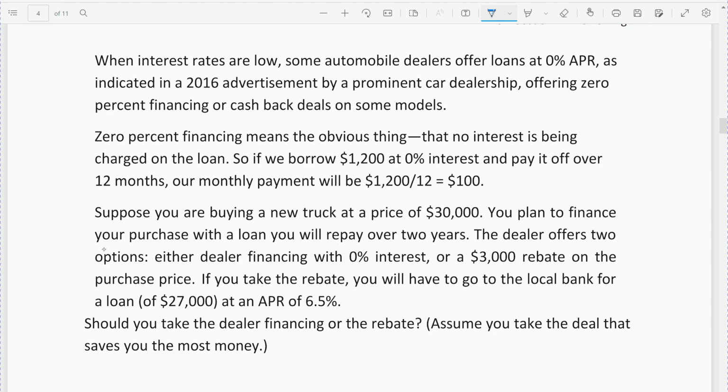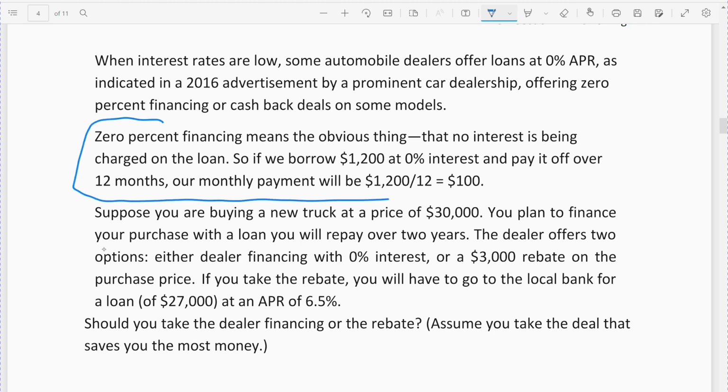Suppose that a buyer got these 2 options. We have an automobile dealer that offers a 0% APR as indicated in their advertisement. 0% financing means that you pay no interest on the loan. So if we borrow $1,200 at 0% interest and pay it off over 12 months, you take how much you borrow divided by your 12 months, and that's all you pay. You don't pay anything in interest. That's what the 0% finance means.